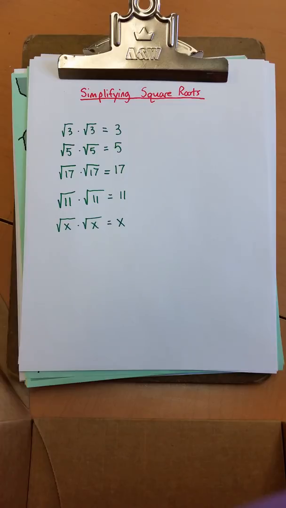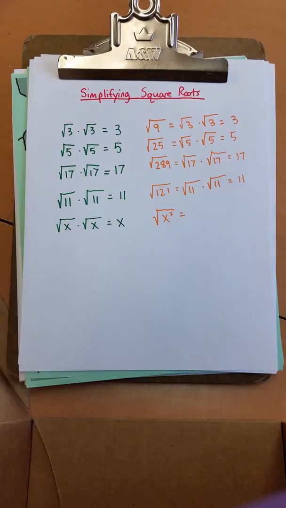Let's take a look at something else. The square root of 9 equals the square root of 3 times the square root of 3, which equals 3. The same sort of thing is true for all of them. The square root of 25 is the square root of 5 times the square root of 5, etc. Even the square root of x squared is the square root of x times the square root of x, which equals x.